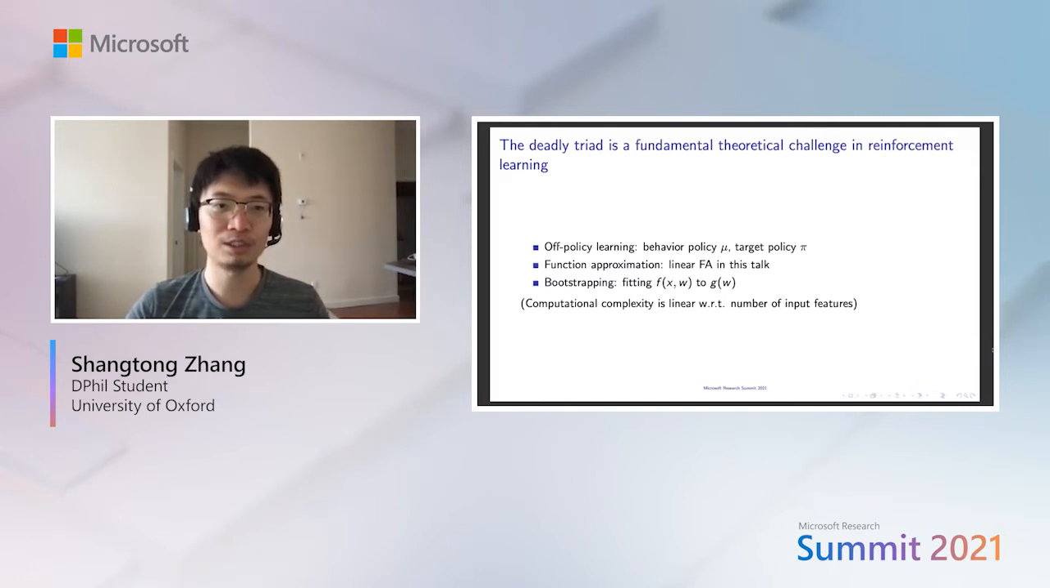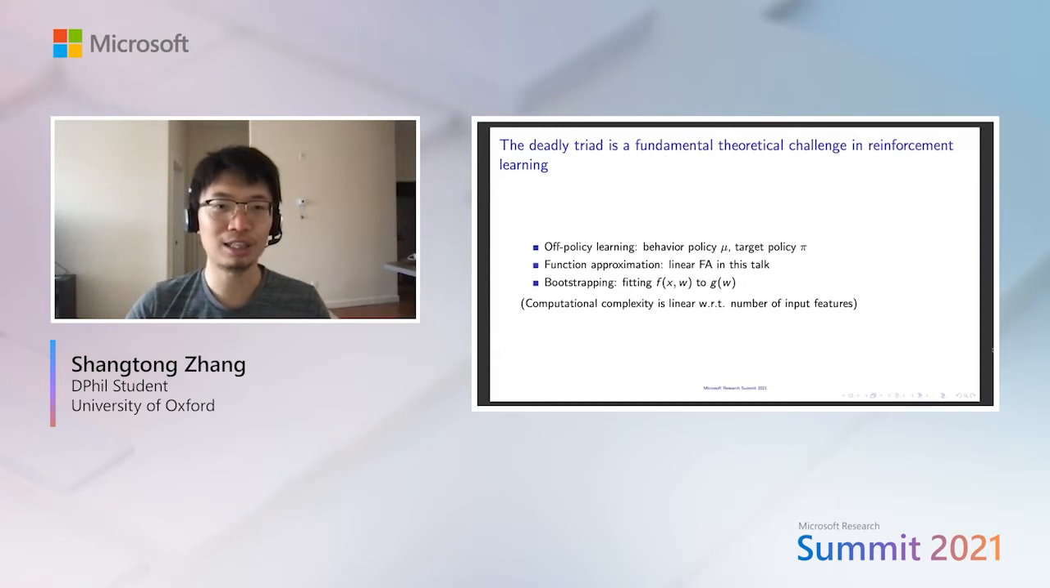With function approximation, we are able to represent quantities of interest with parameterized functions. We can use either linear parameterization or nonlinear parameterization, but in this talk, I will focus on linear parameterization. With bootstrapping, we compute the update target for our parameterized function by using the parameterized function itself. For example, let's say we have a function f parameterized by w. Then we compute the update target for f by using another function g_w. In this way, we achieve some recursive update.